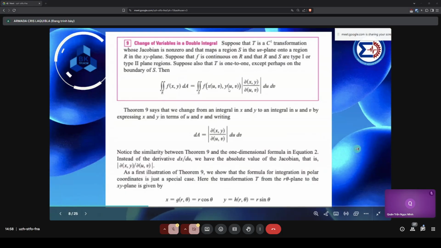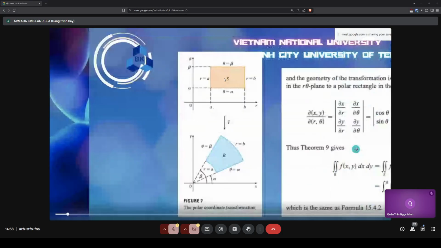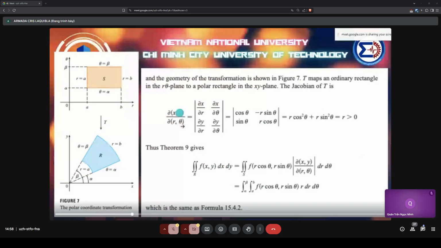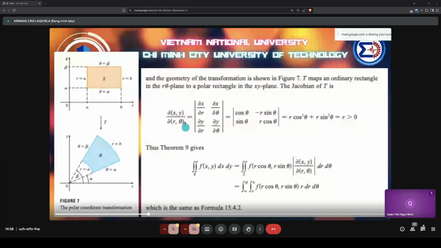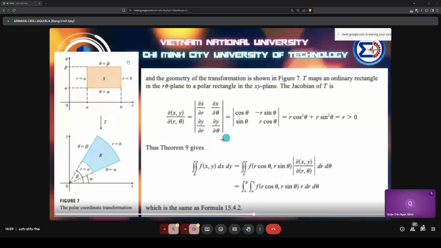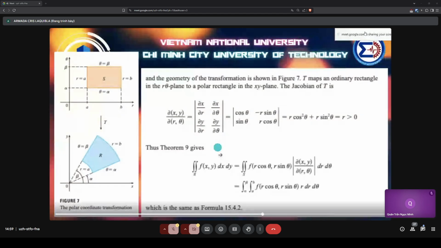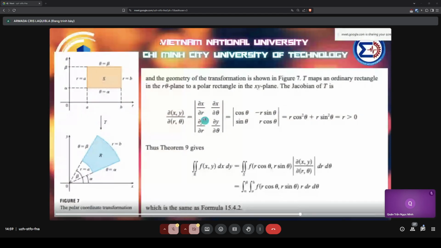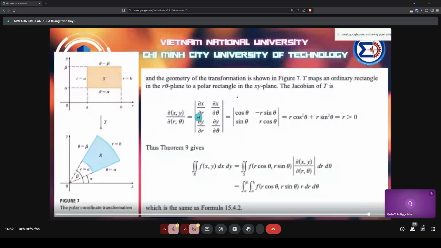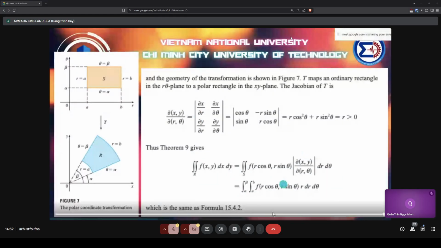And we solve already the Jacobian, which is this one. As you can see here, partial of x over partial of r, because this is r, the first variable, partial of y over partial of r, partial of x over partial of theta, then partial of y over partial of theta. Multiply this. Oh, wait. What they did there is they solved it already. This is partial of x over partial of r.